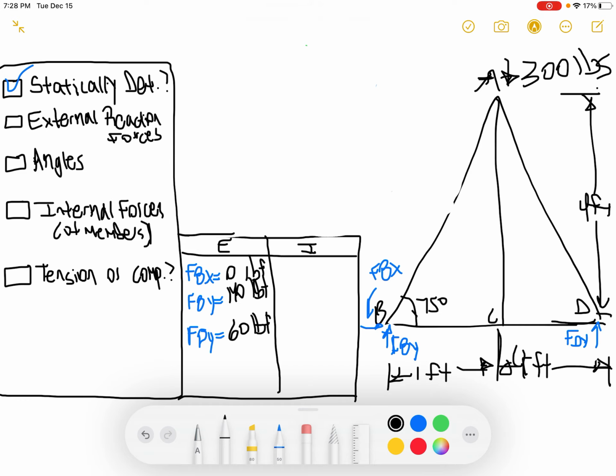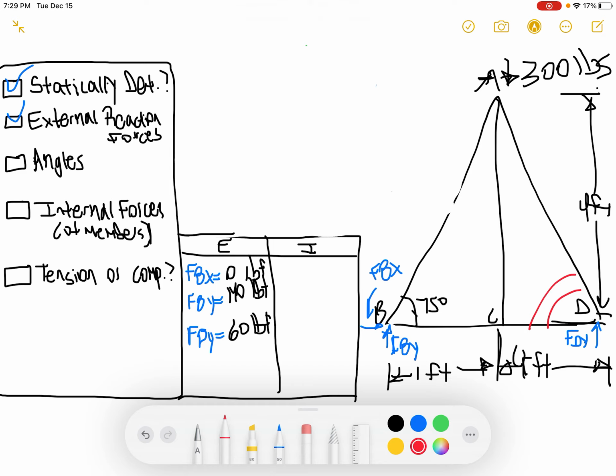So, let me check this off. And now we need to find the angles. Typically, you need to find 2 angles, but luckily, they gave us one of those this time. So now we found there's a 75-degree angle, but we still need to find this angle right here. How do we do that? And for one thing, why do we need to do that? We need to do that because to find the internal forces, we need to know the angle measures. So here is what we do.